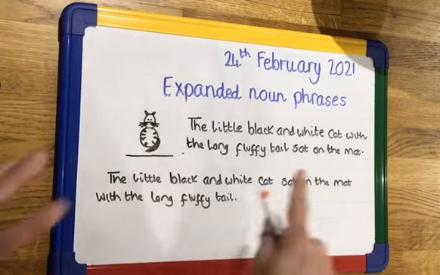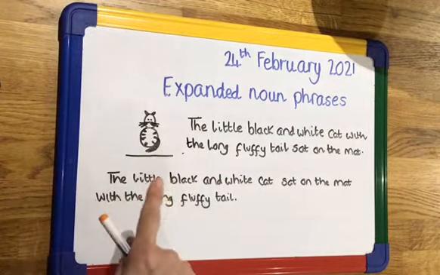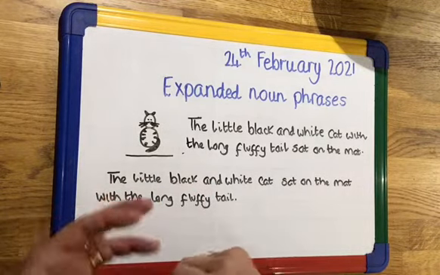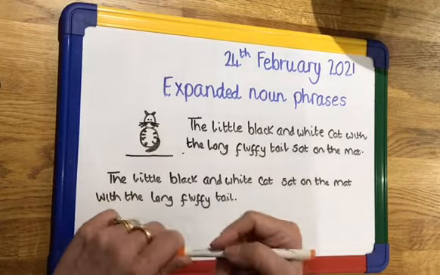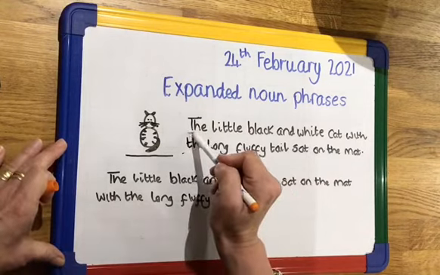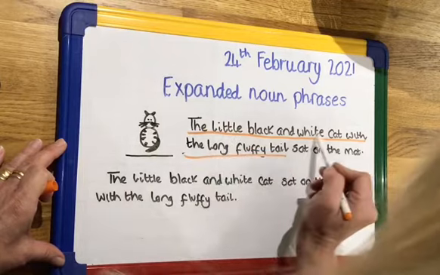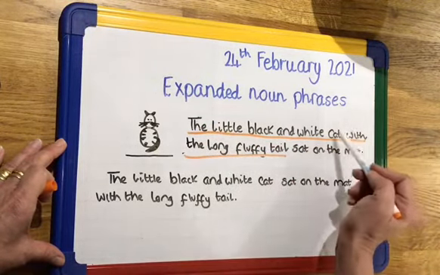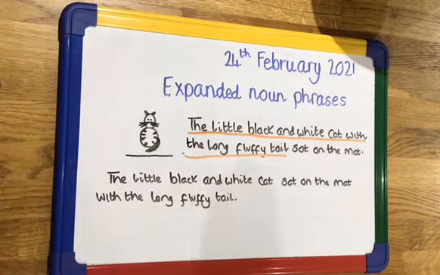Now children, we're going to just look at this expanded noun phrase slightly in more detail and just make sure we're clear about where we write the adjectives and the prepositional phrase. So here we have the little black and white cat with the long fluffy tail sat on the mat. My expanded noun phrase is very long now. It's all of this. Here is the first part of my expanded noun phrase. I've added adjectives before the noun, and then after the noun that I'm describing, I have added my prepositional phrase. That is a wonderful descriptive sentence.